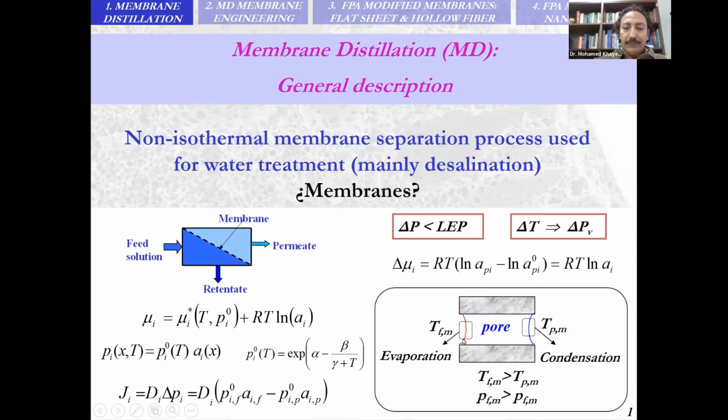the membrane pores. So in this case, the temperature, for example, here is higher than the other side of the membrane. The vapor pressure here is higher than the other side. So the water molecules evaporate from this hot liquid vapor interface, cross the pore in vapor phase, and then condense on the other side of the membrane.